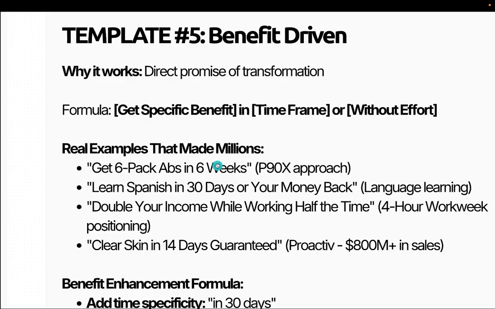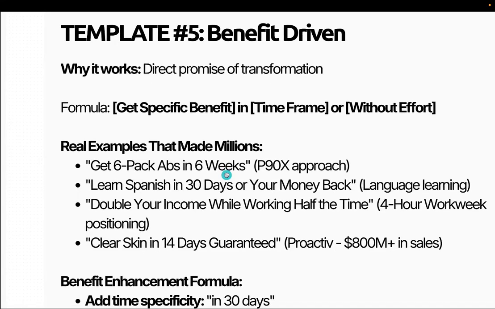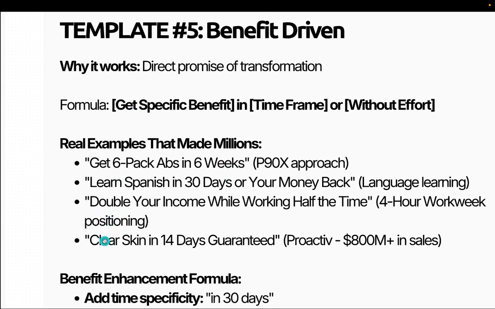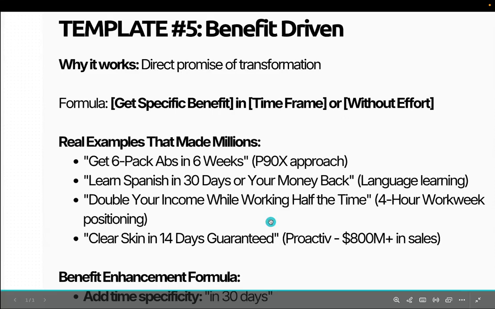You get it? Get 6 pack abs in 6 weeks. So the specific benefit is that you are going to get 6 pack abs, and the time frame is what? 6 weeks. You get it? Now, the last example is clear skin in 14 days, guaranteed. So the specific benefit is clear skin. The time frame is what? 14 days. You get the whole thing.